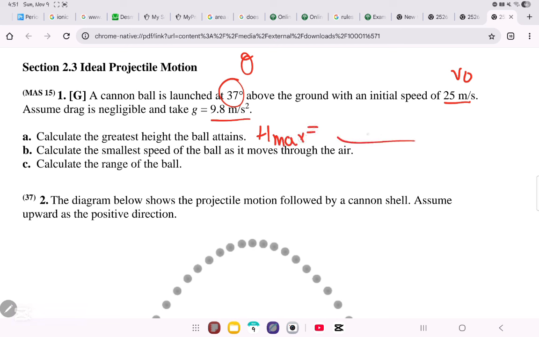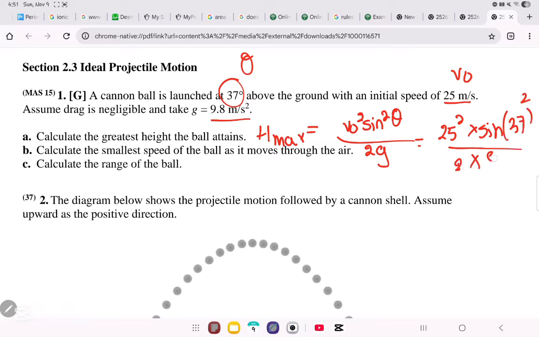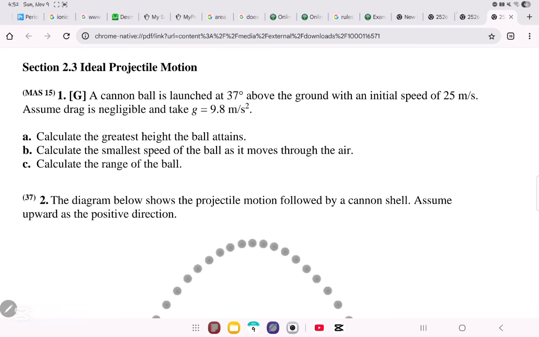What's the equation of H max? It's v0 squared sine squared theta over 2g. So it is 25 squared times sine 37 squared over 2 times 9.8. That's going to be 11.5 meters. Perfect.